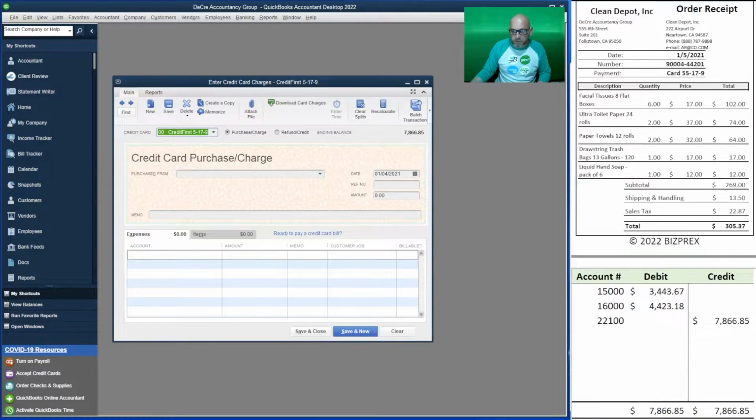All right, next one we have purchases of facial tissues, toilet paper, and it all sounds like supplies. So again, this one we don't need to break up. It's from Clean Depot. The date is 1/5/2021. All right. This number, let's use the transaction number.